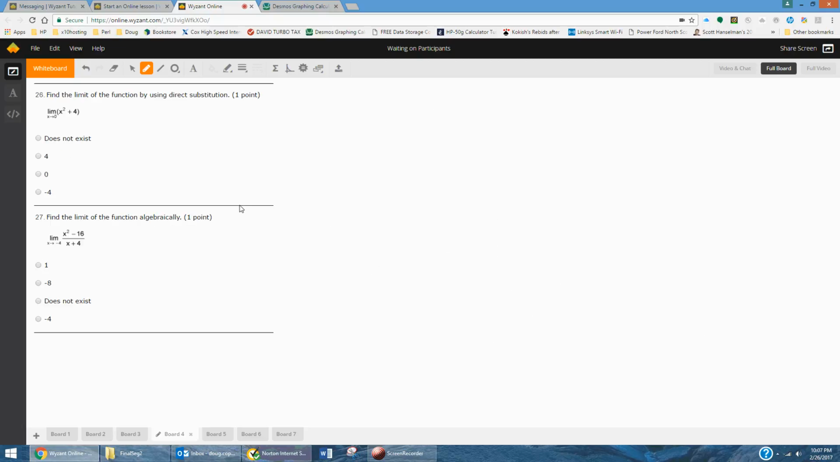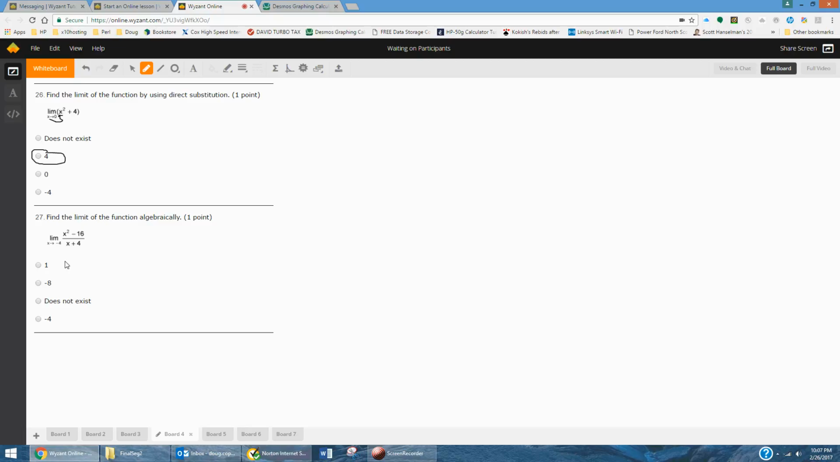Oh, this one couldn't be easier. Direct substitution. Just put 0 in for x. As long as I don't end up dividing by 0 or taking the square root of a negative number, I can use direct substitution. So the limit as x approaches 0 is 4 plus 0, which is 4.